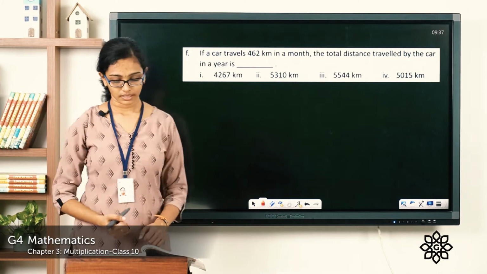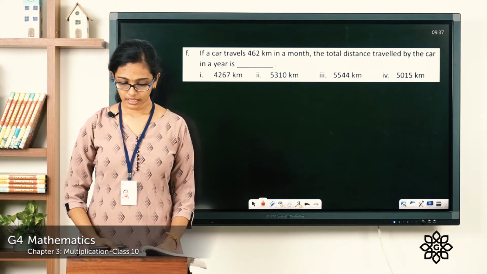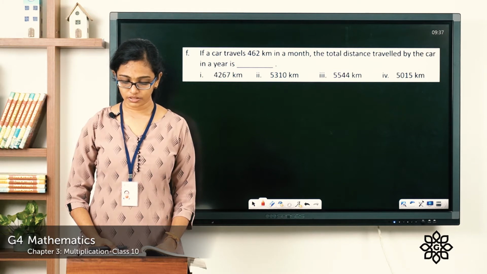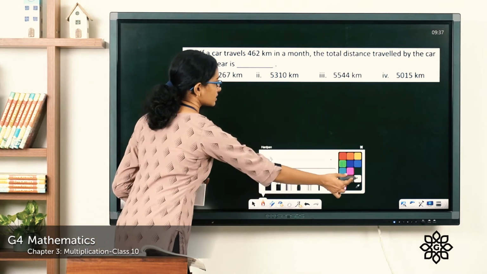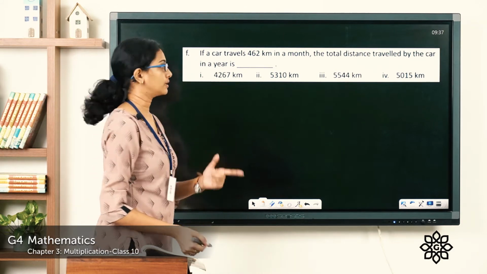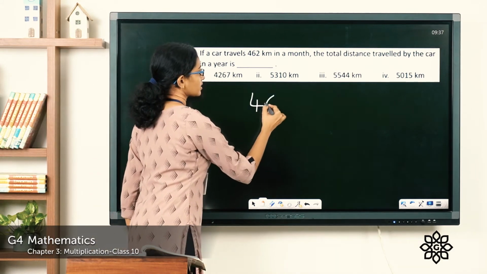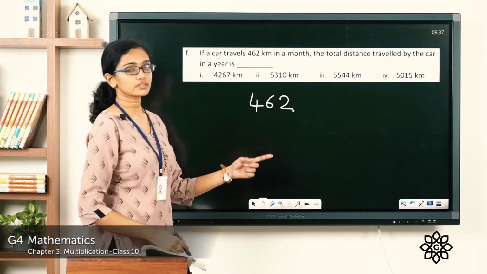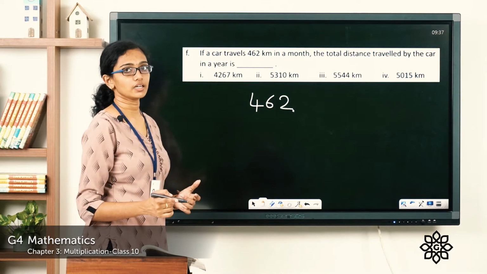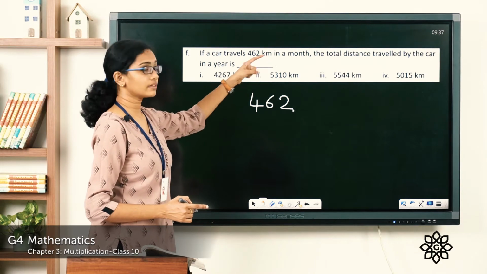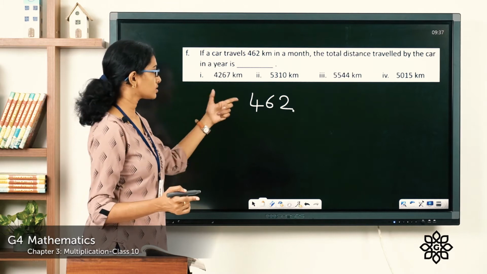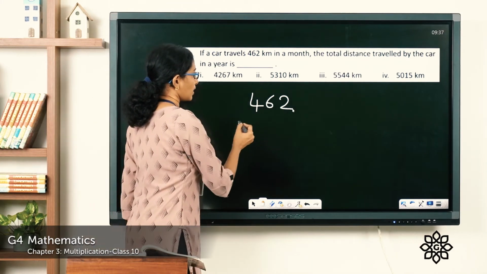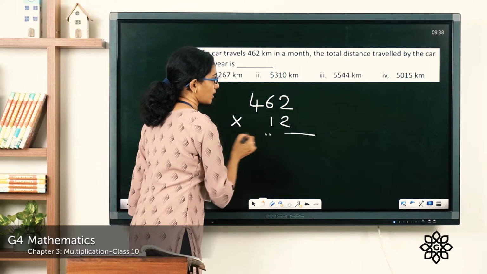Now, the next question. If a car travels 462 kilometers in a month, the total distance traveled by the car in a year is. So here you have the distance traveled by the car in 1 month. What is it? It is 462. You have to find out the total distance traveled in a year. In a year there would be 12 months. So the total distance would be 462 into 12.